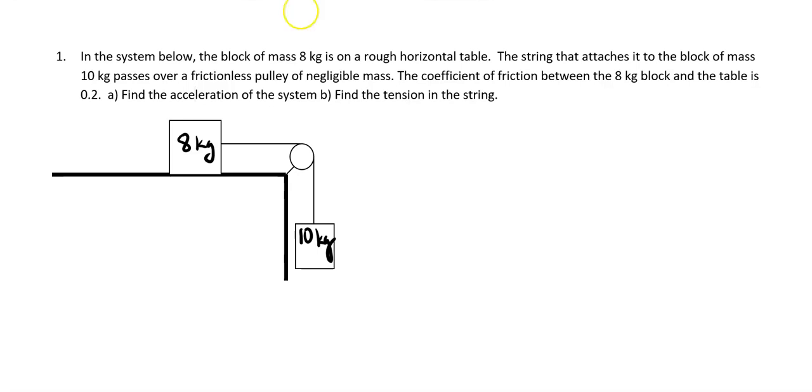So this right here is supposed to be a little pulley, and this rope right here connects the 8 and 10 kilogram objects together. We'll assume that we have a frictionless pulley so that the tension is constant throughout. Cool. So, okay, let's think about it.